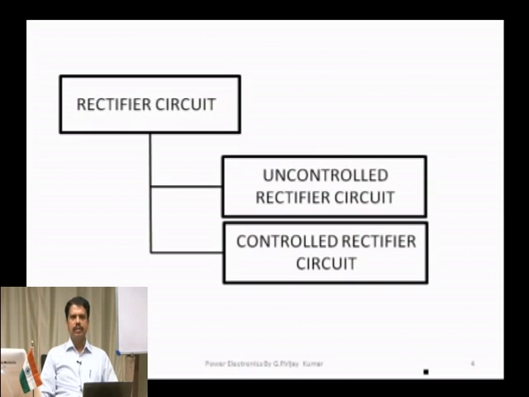This finds application in industry, because we need a variable DC output voltage in most applications. Maybe in paper mills or textile mills, where you need a variable DC supply to drive DC motors, or in applications like HVDC, or in power drives of portable devices. All you need is a variable DC supply. So, whenever we need a variable DC supply, we have to go for a controlled rectifier circuit. When you need a fixed DC supply, we can go for an uncontrolled rectifier circuit.